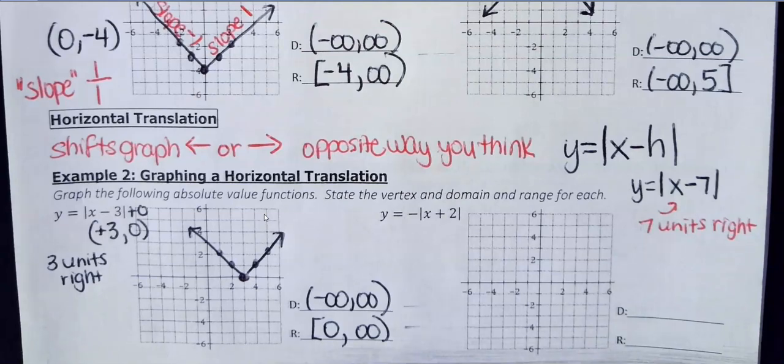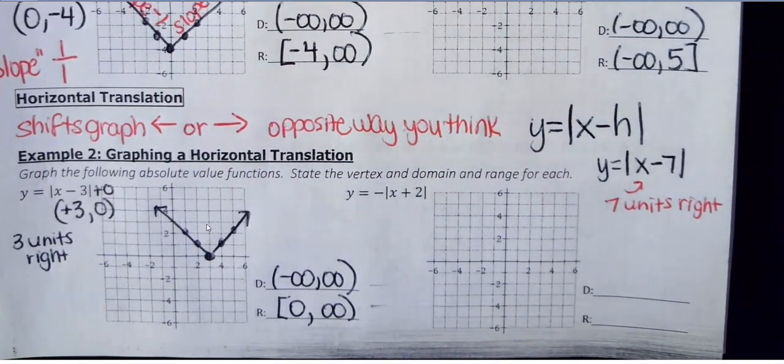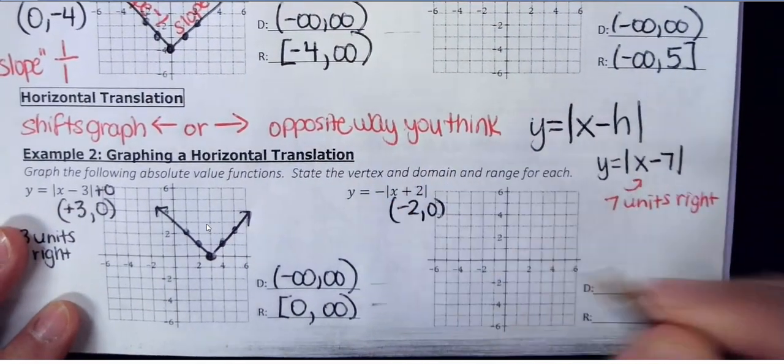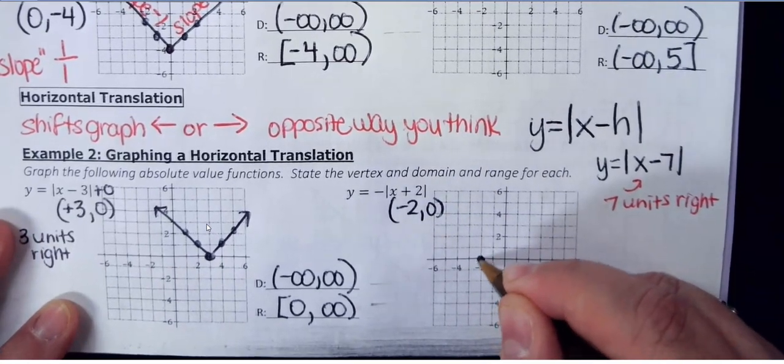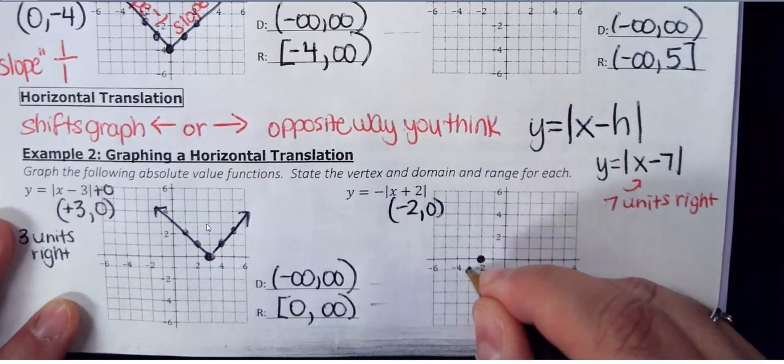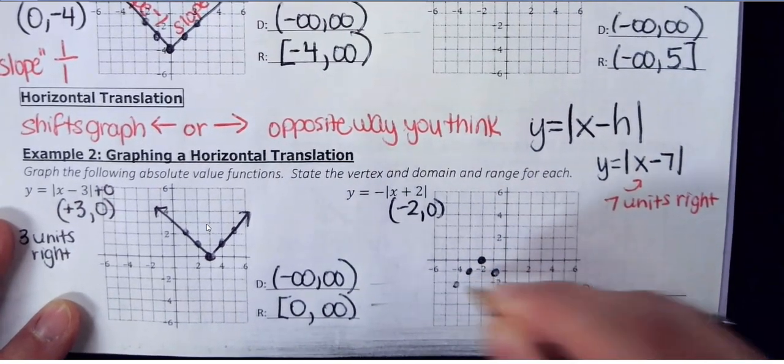Okay, can anybody tell me what would the vertex be for the graph next to this? Yes, -2, 0. And now, is this one going to turn up or down? Down. But all that negative does, we're just going to go down 1 over 1 on either side. That's the only thing it does.